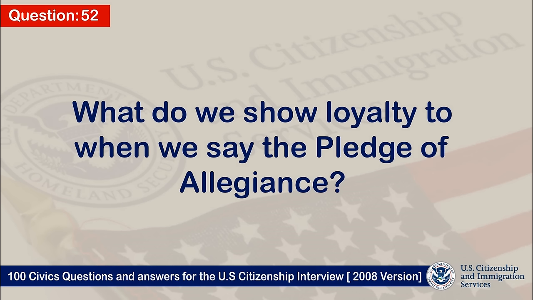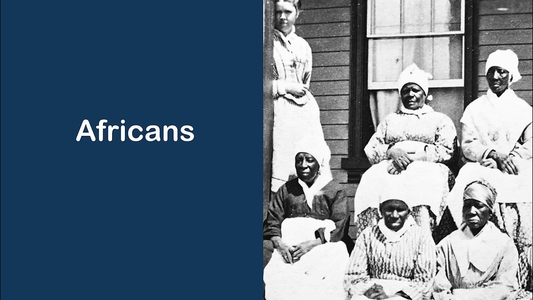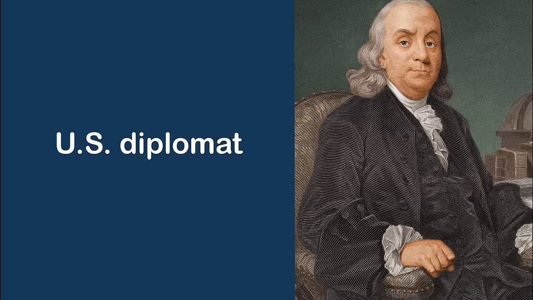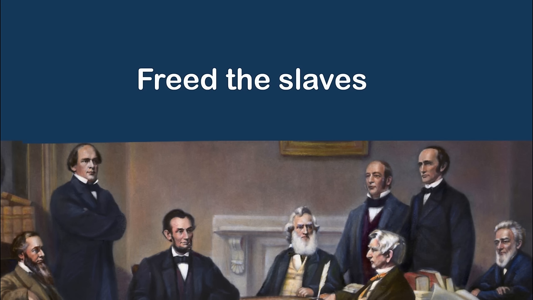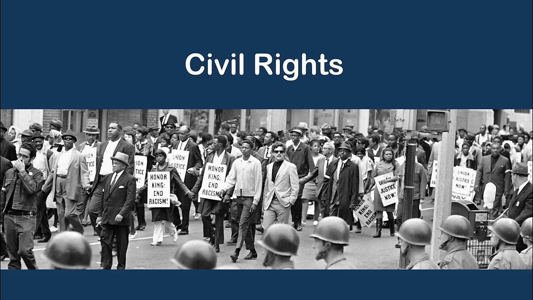What do we show loyalty to when we say the Pledge of Allegiance? The flag. What group of people was taken to America and sold as slaves? Africans. What is one thing Benjamin Franklin is famous for? U.S. diplomat. What did the Emancipation Proclamation do? Freed the slaves. What movement tried to end racial discrimination? Civil rights.